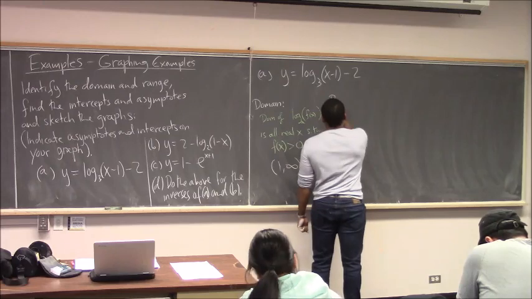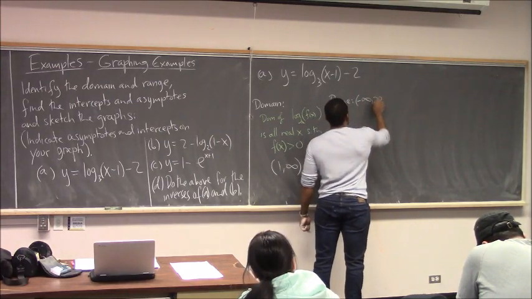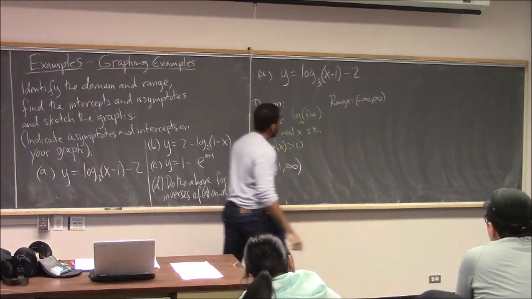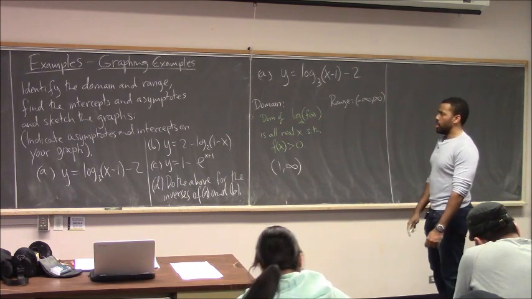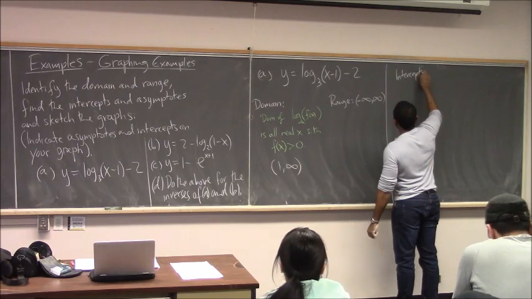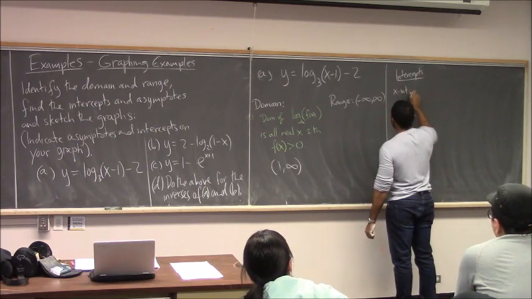What about the range? All real numbers. So we know vertically speaking, the log is going to cover everybody. Okay, so that's the domain and the range. What else? Intercepts. So what if I want to find the x-intercepts? What do we do?